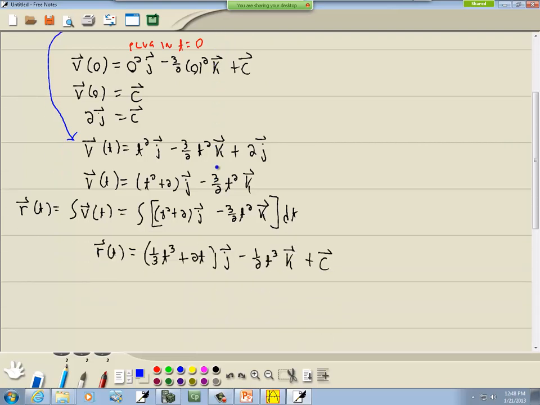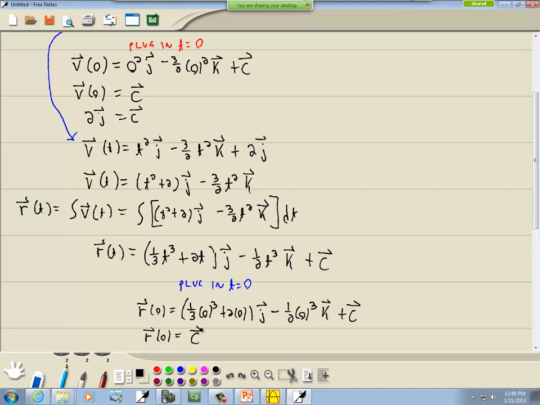So that's what we're going to do. We're going to plug in t is equal to 0. So we're going to have r of 0 is equal to 1/3 times 0 to the third plus 2 times 0 j minus 1/2 0 to the third k plus our constant vector. Well, all these zeros drop away, so we got r of 0 is equal to our constant vector.